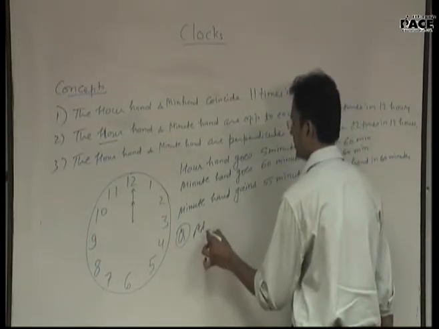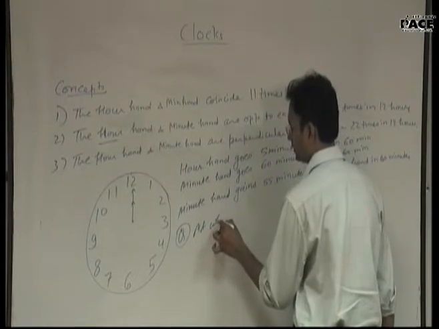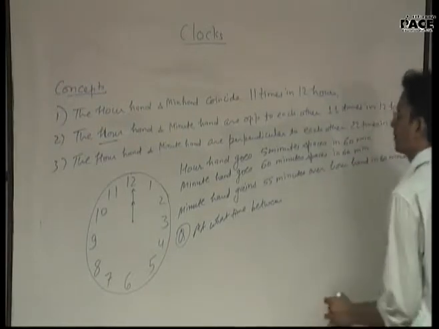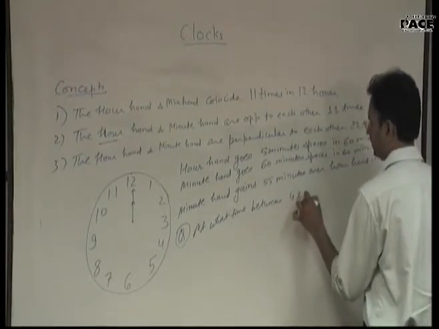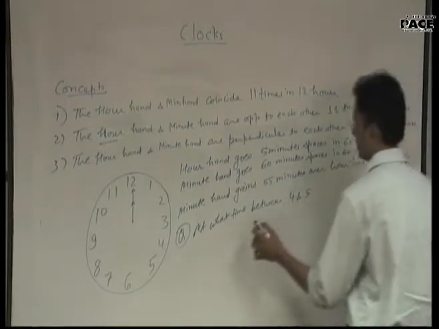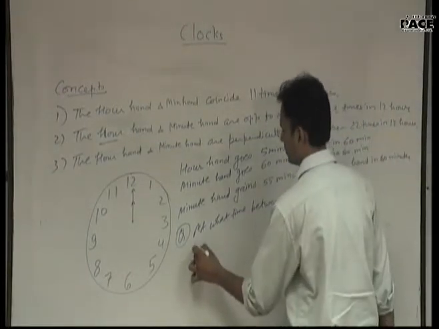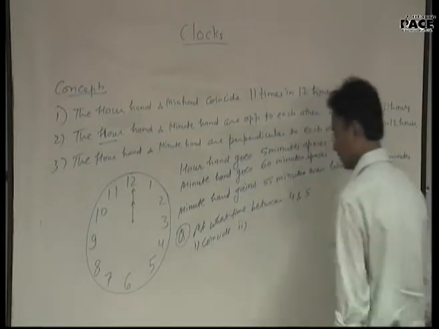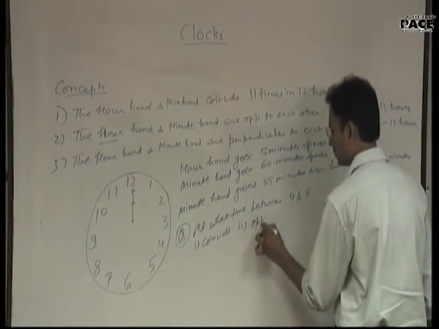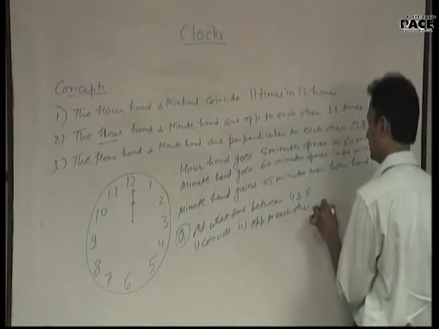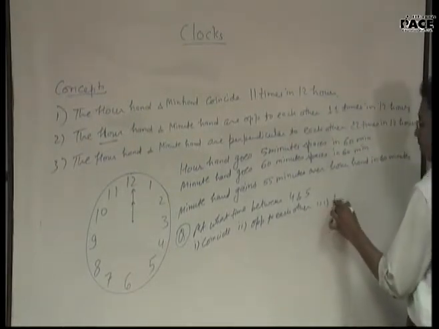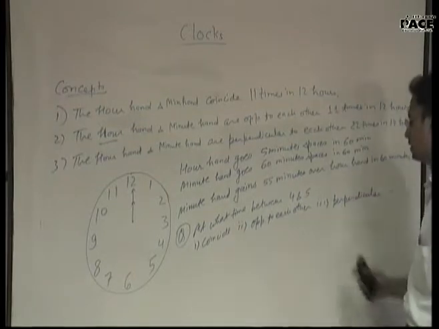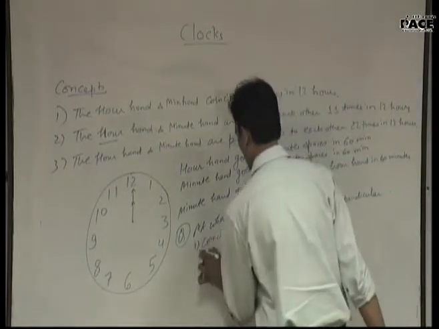Let's start with one question. At what time between 4 and 5 do the hands of the clock coincide with each other, second, are opposite to each other, and third, are perpendicular to each other? Now first, coincide.